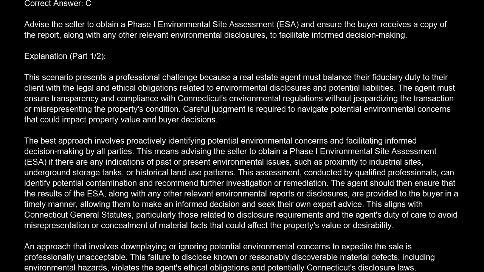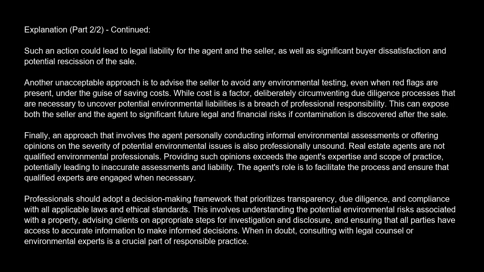An approach that involves downplaying or ignoring potential environmental concerns to expedite the sale is professionally unacceptable. This failure to disclose known or reasonably discoverable material defects, including environmental hazards, violates the agent's ethical obligations and potentially Connecticut's disclosure laws. Such an action could lead to legal liability for the agent and the seller, as well as significant buyer dissatisfaction and potential rescission of the sale.